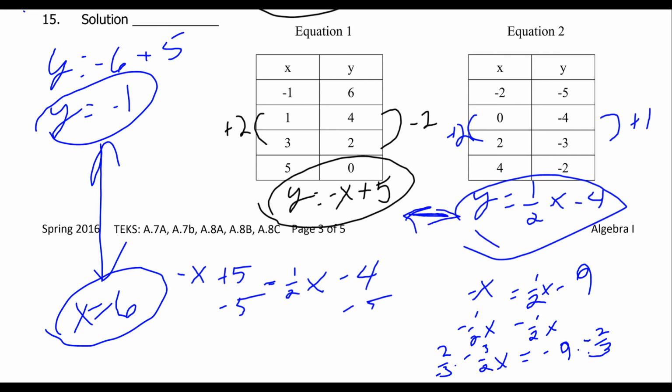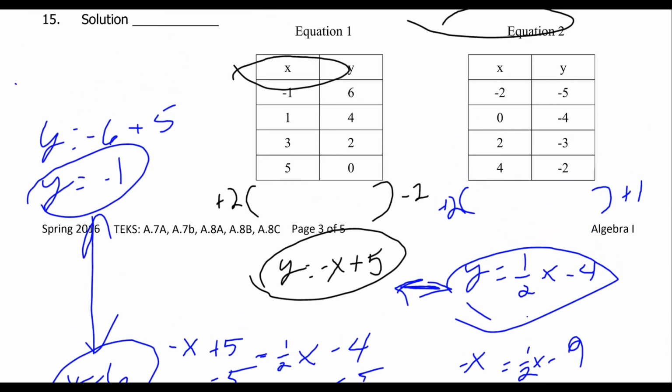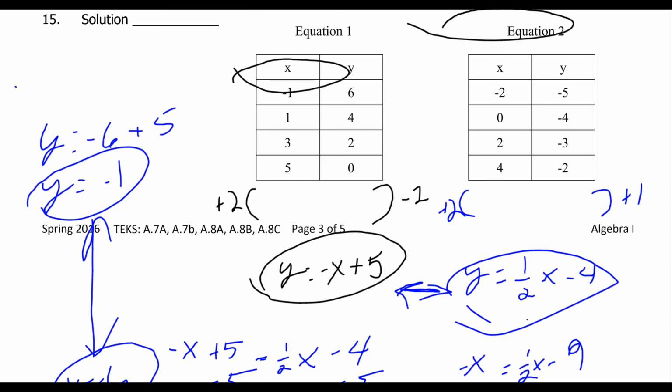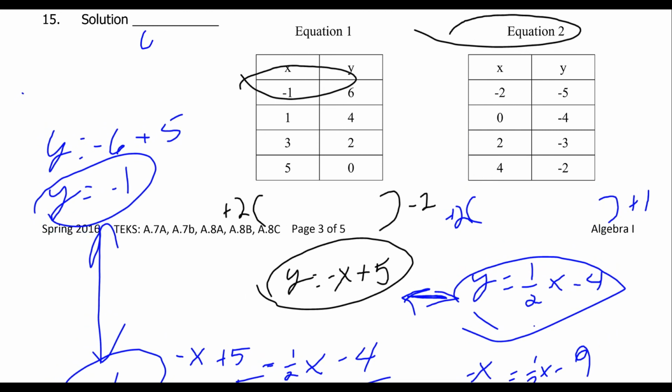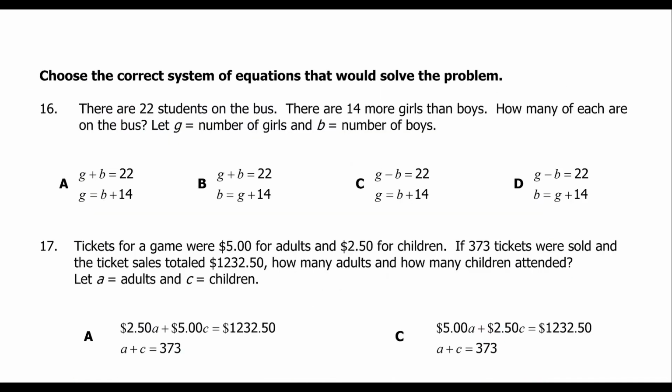So negative 6 plus 5, that is negative 1. That's good. 6 into this one, that's going to be 1 half. 1 half minus 4, or 6 times 1 half is 3. 3 minus 4 is negative 1, which is what we started out with, which is good. And that means our final solution is going to be 6, negative 1. And there we go.